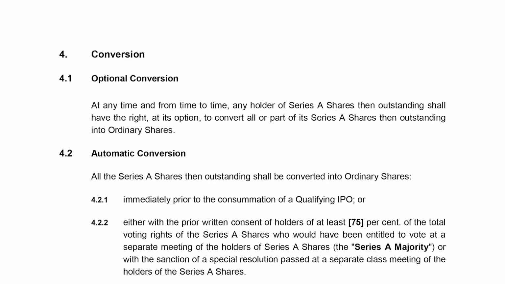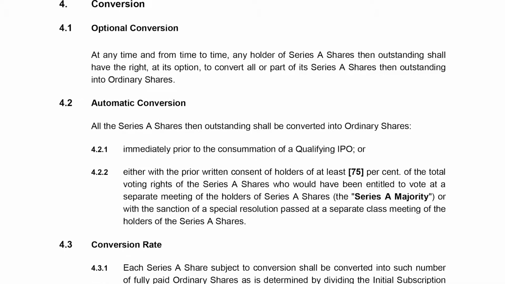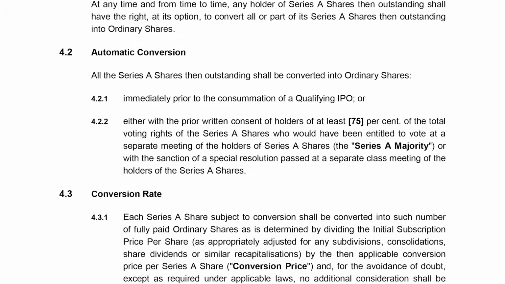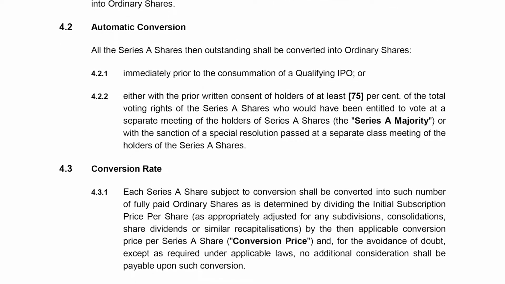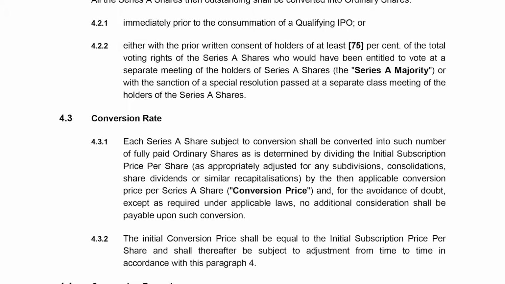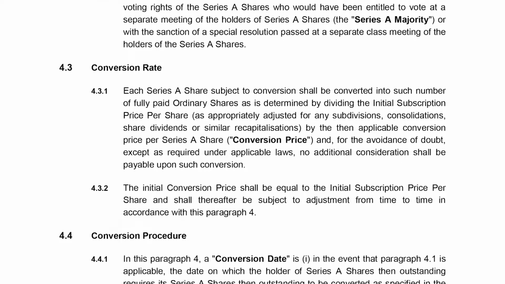The VIMA documents provide for 2 kinds of conversion: automatic conversion and optional conversion. In the case of automatic conversion, the shares are automatically converted into ordinary shares in the event of A. qualifying IPO, or B. if a certain percentage of the Series A shareholders agree to such conversion.